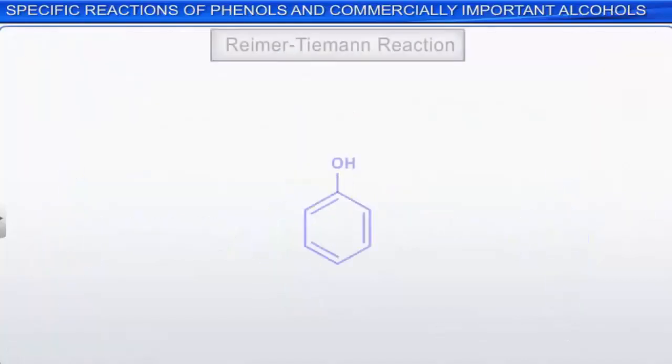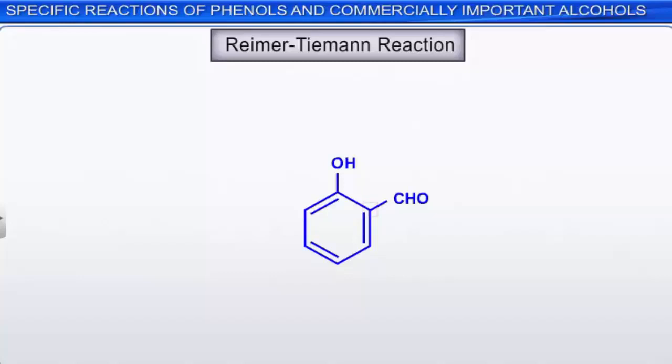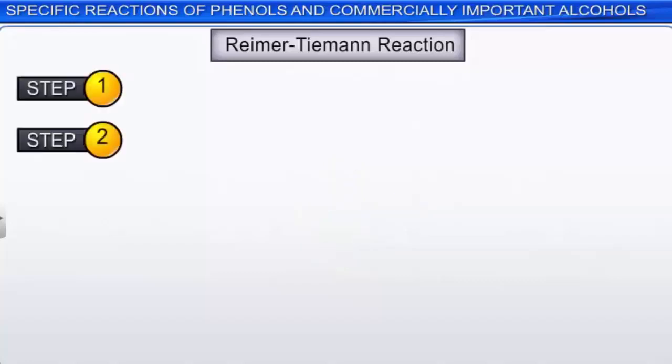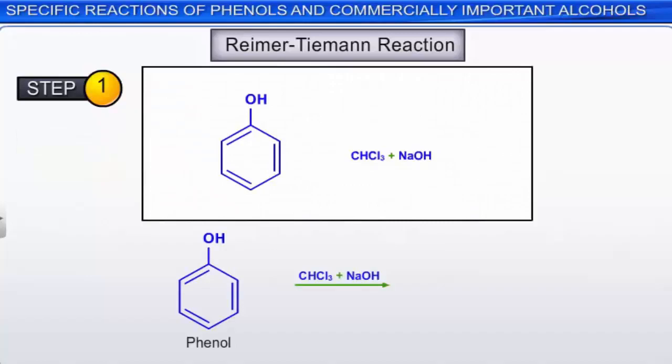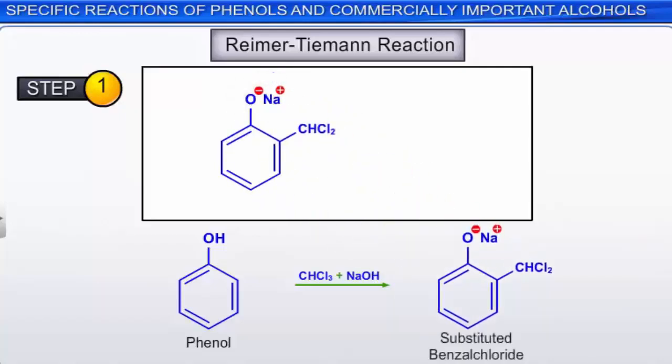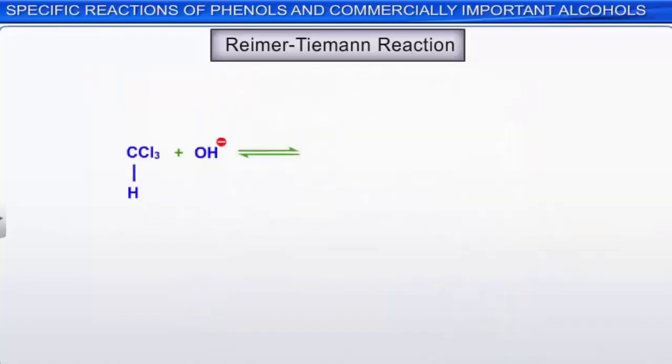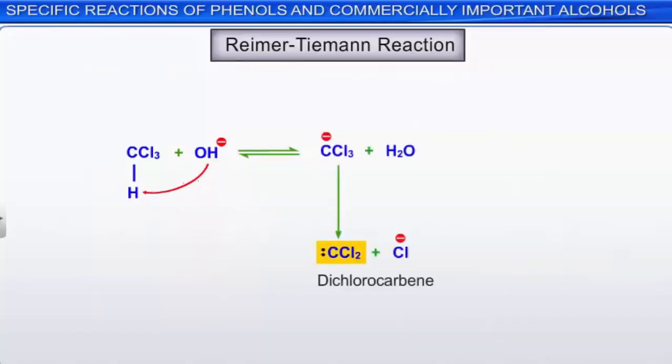The Reimer-Tiemann reaction introduces a CHO group at the ortho position of phenol. The Reimer-Tiemann reaction can be thought of as a two-step process. The first step is treatment with chloroform in the presence of sodium hydroxide to form a substituted benzyl chloride intermediate. Note that, in this reaction, chloroform reacts with sodium hydroxide to form dichlorocarbene, which is a neutral electrophile.